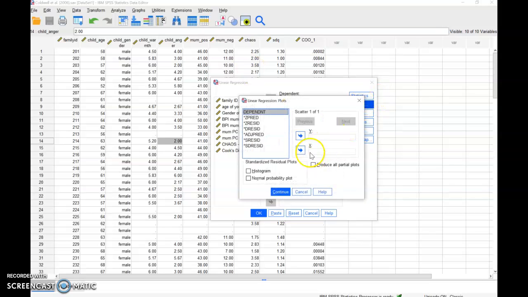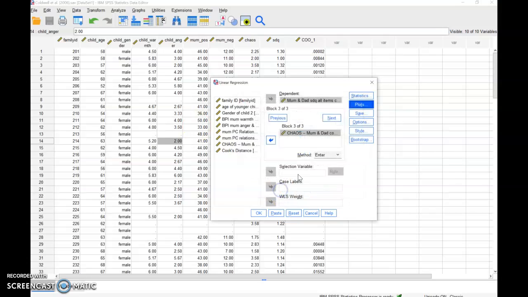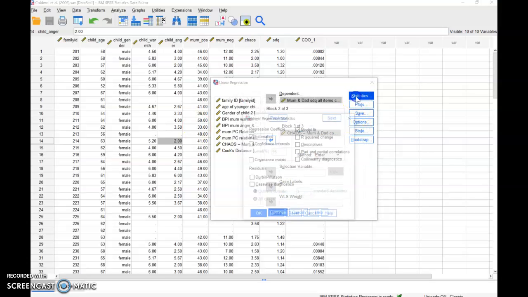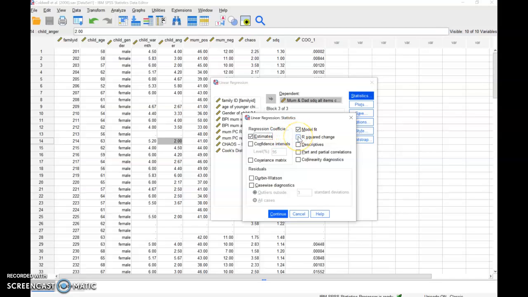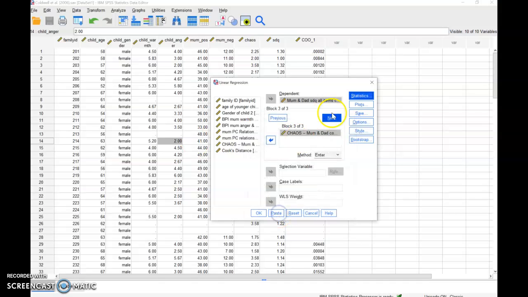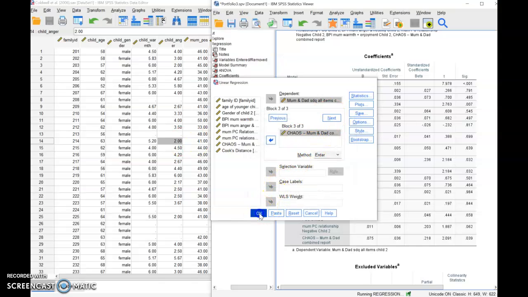For plots, we're going to put Z residuals on the y-axis, and then Z predictor on the x, and that's for scatter 1. For scatter 2, we're going to put dependent on the y-axis, and then adjusted predictor on the x-axis, and then click continue. For statistics, we're going to click estimates, model fit, R-squared change, and then the Durbin-Watson for residuals. Click continue, and then click OK.